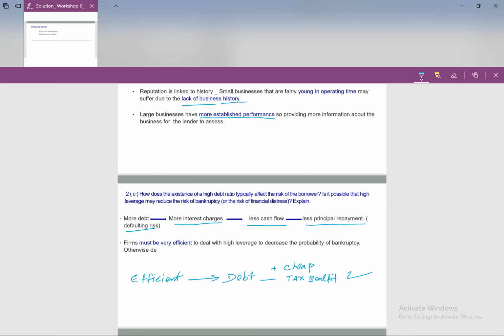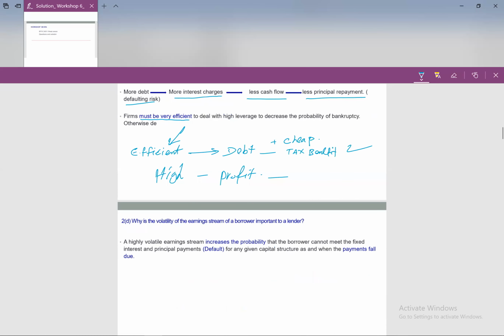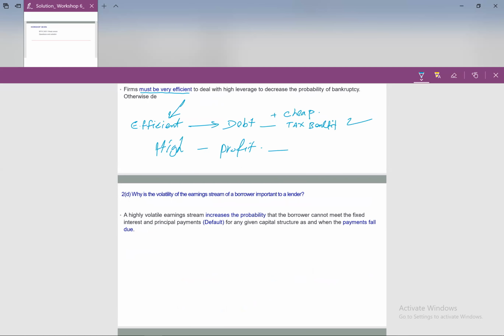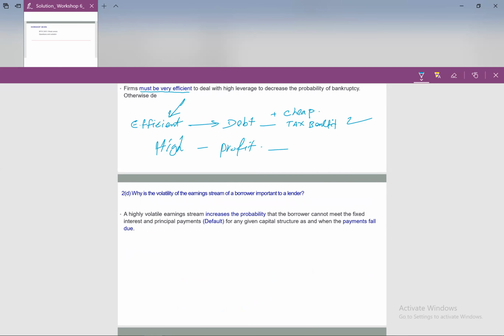So the bank does not just say, okay, this company is highly leveraged. Some companies that are highly leveraged can be highly profitable. This is what I want to say here. So if you have high leverage, then you have to be very efficient. Otherwise, banks actually are worried about this issue. I think I will stop here.